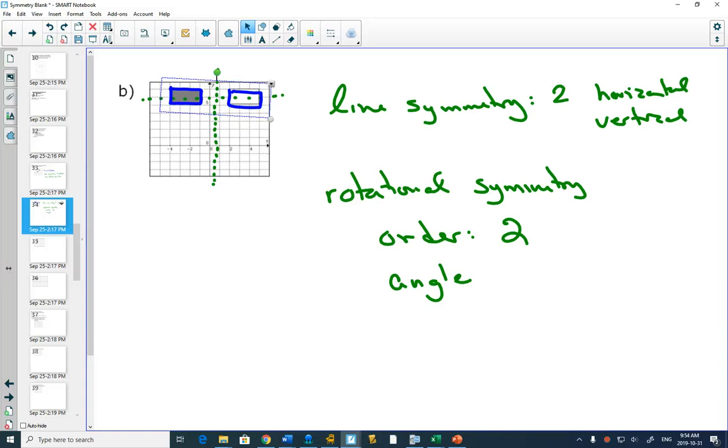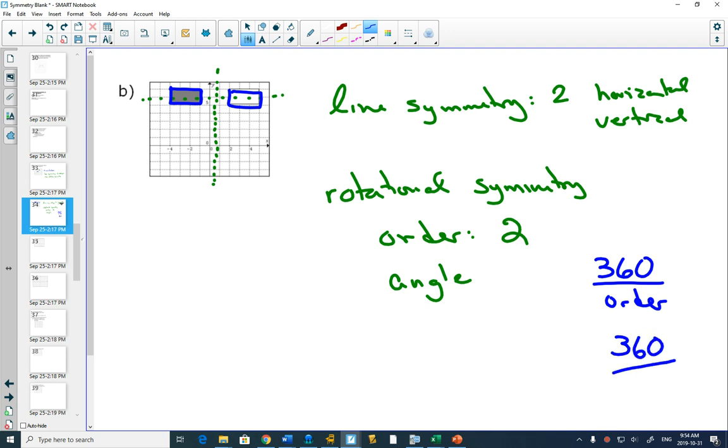The formula to find the angle is always 360 divided by the order. So in our case, it's going to be 360 divided by 2. Our angle is 180 degrees.